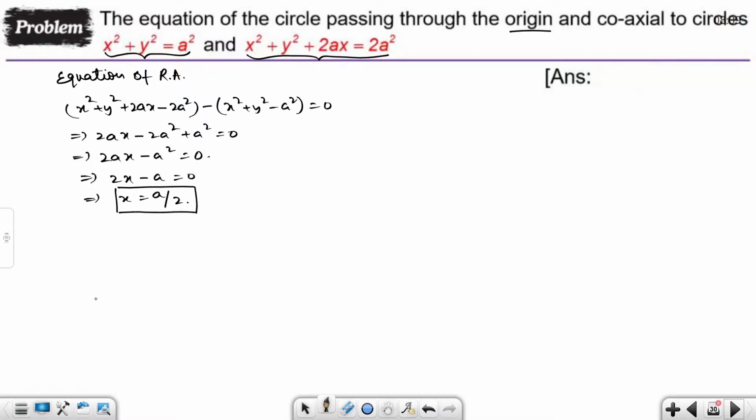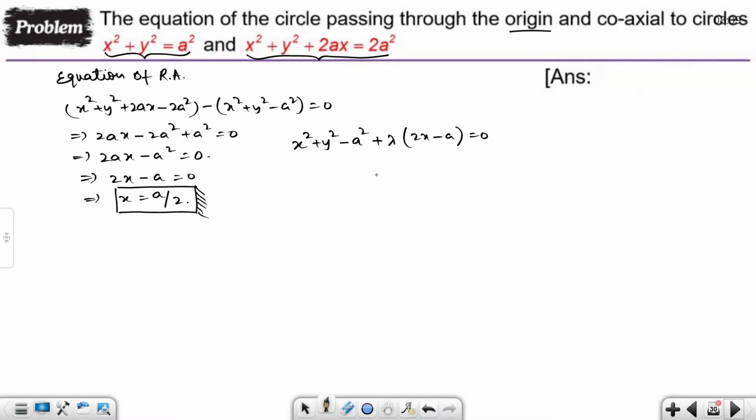Now, the coaxial circle which is passing through the... Coaxial circles means what? It's a family of circles which are passing through the point of intersection of this radical axis and any one of these two circles. Let me choose the first one. So all the coaxial circles are given by this equation. Am I right? Any coaxial circle is given by this equation. You can take the second equation of the circle also. You are going to have the same answer.